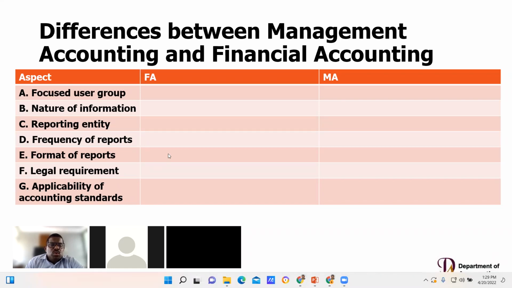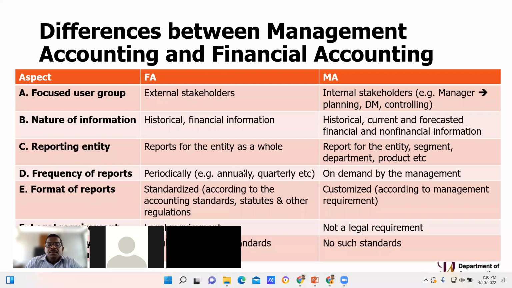This exercise is just to understand the difference between management accounting and financial accounting. Just comparing. It's 1:30. No one is putting any answer. Good. So shall we continue?